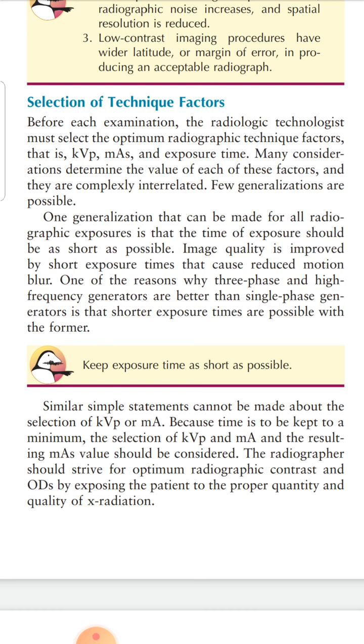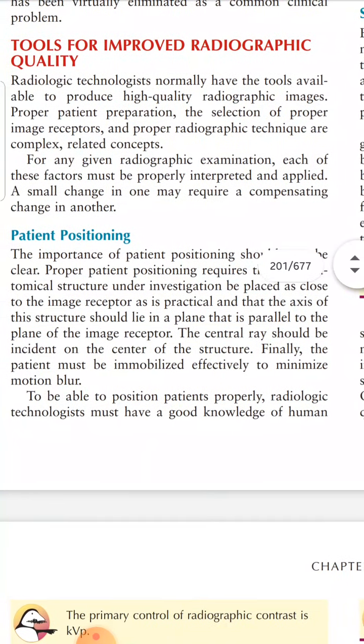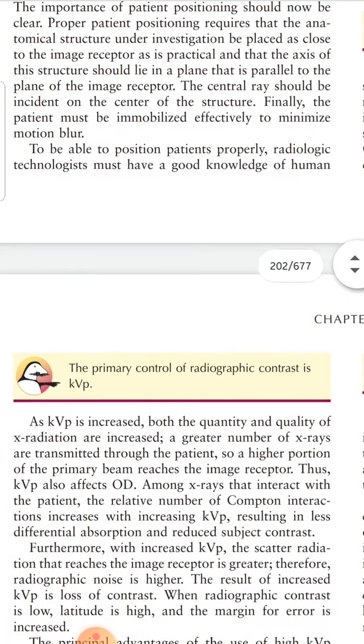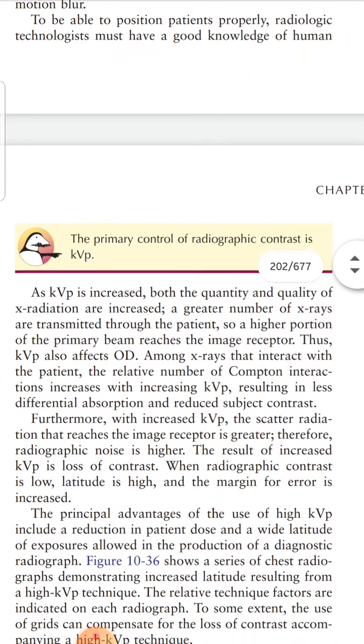The KVP is a very important factor that can influence the contrast, while the MAS, because it is the quantity of the X-ray, will manipulate the optical density of your radiograph. Because optical density depends on the transmission, as you increase the MAS, there will be more X-rays and more transmission of the X-rays to the image receptor.